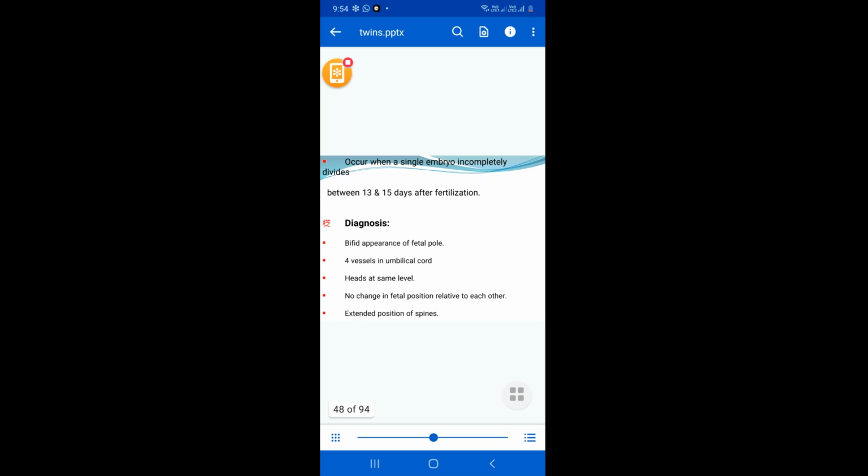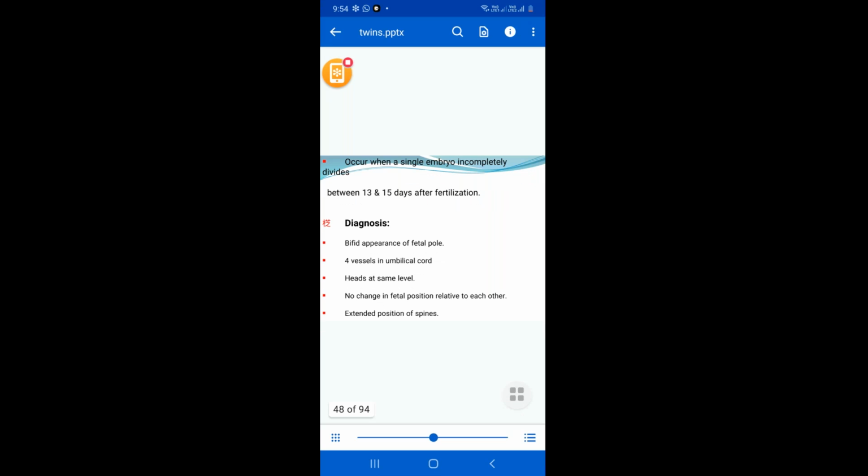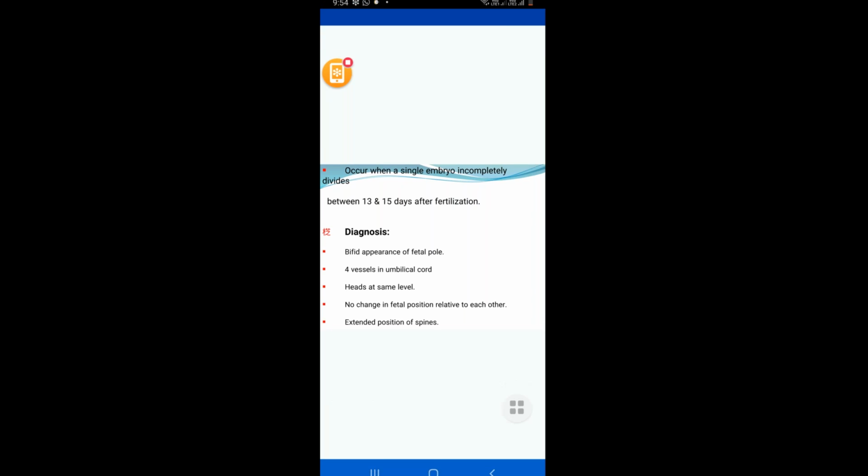That is a bifid appearance of the fetal pole and 3 vessels in the umbilical cord. Heads will usually be at the same level because they are conjoined at some point. So if one moves, the other baby will also move simultaneously. So the heads will be at the same level, with no change in fetal position relative to each other. Extended position of the spines will be seen because they are attached.